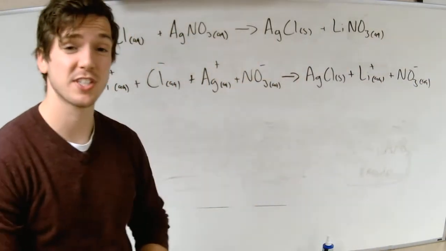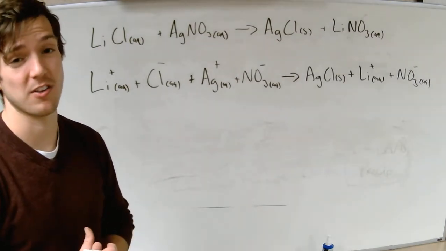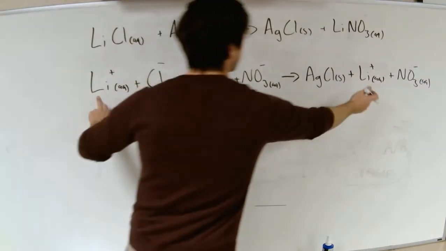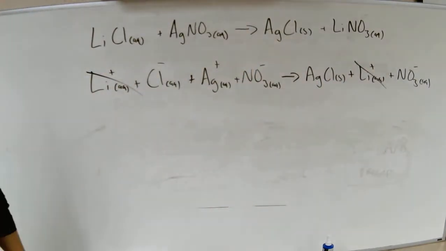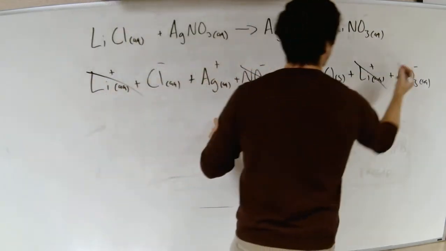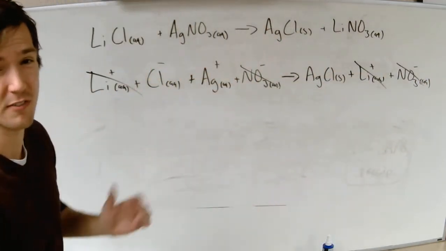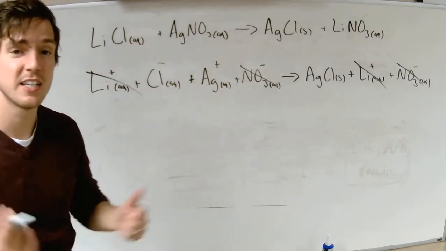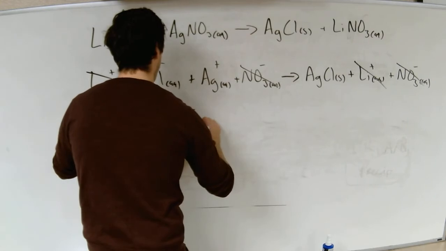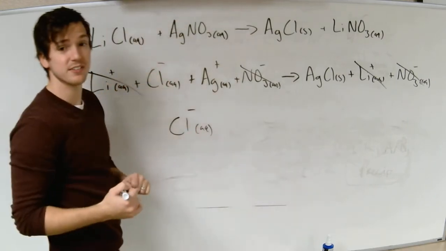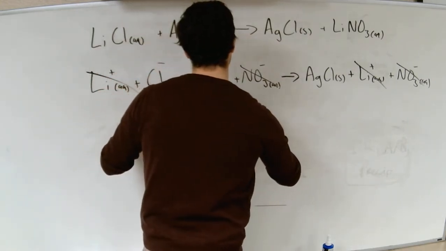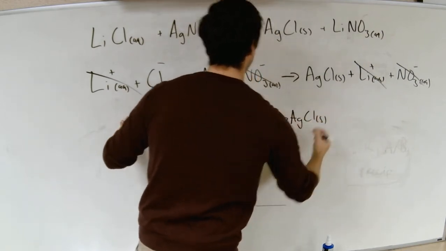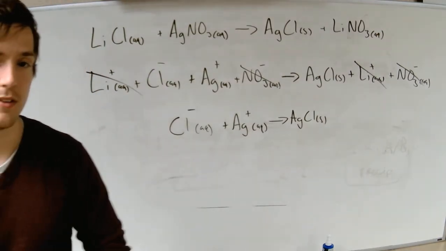So that is our first step, and then our second step is just crossing out things that are the exact same on both sides. Looks like I have a lithium and a lithium. Looks like I have a nitrate and a nitrate. They are spectator ions. They're just delivery systems. Lithium helps us get the chlorine in. Nitrate helps us get the silver in to form our overall net ionic equation of Cl minus aq plus Ag plus aq yields AgCl solid. That is our net ionic equation.